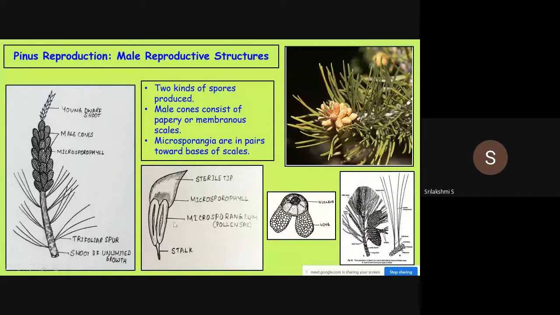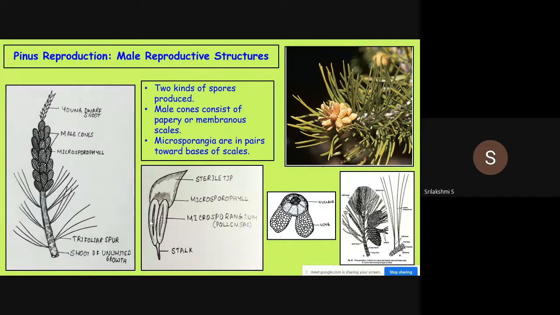So generally, if you just observe the structures of the microsporophyll. Now, generally, what are these cones made up of? The cones are usually made up of, what is a cone? Male cone. It's an aggregation of microsporophylls. Yes, very good. It's an aggregation of numerous sporophylls, microsporophylls.